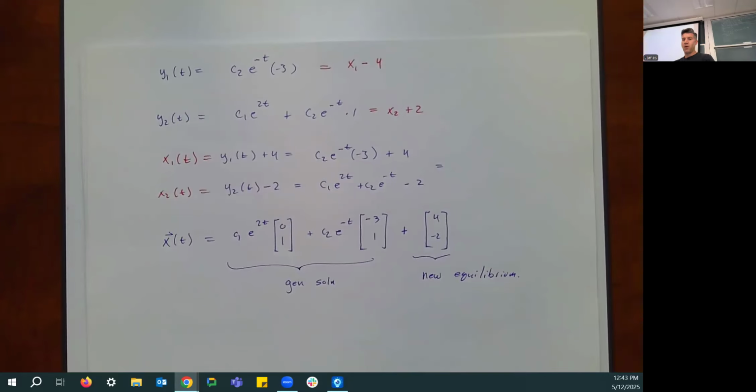So all that to say, in my opinion, you could completely skip the whole rewriting of things in terms of y or whatever variable you're choosing to use and just look at the coefficient matrix, ignore the other stuff, do all the work, find the general solution, and then at the very end, add on your new equilibrium. You do have to do the work finding the new equilibrium, but that's not that terrible at all. So, any questions before we do another example?